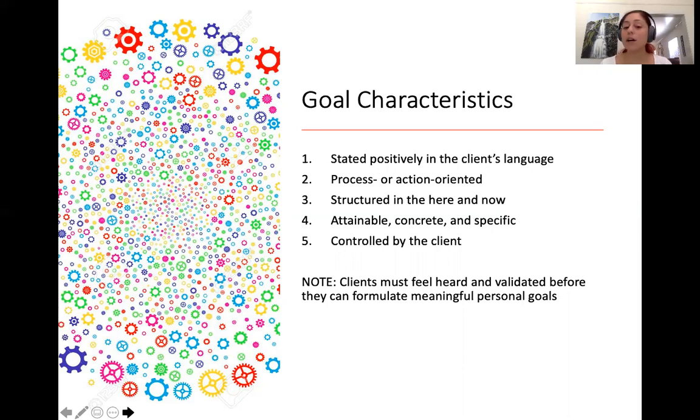They should be attainable, concrete, and specific, so observable, trackable, measurable, so that we know if the solution is working and we can track whether or not the client's doing it. And ultimately controlled by the client. It doesn't do the client any good for you to offer a solution that they're not going to do. So a goal that is developed by the client that doesn't rely on anybody else and that the client feels ownership over is going to be the most helpful.